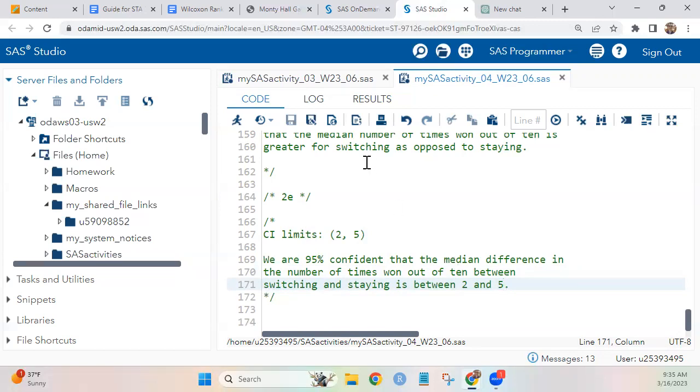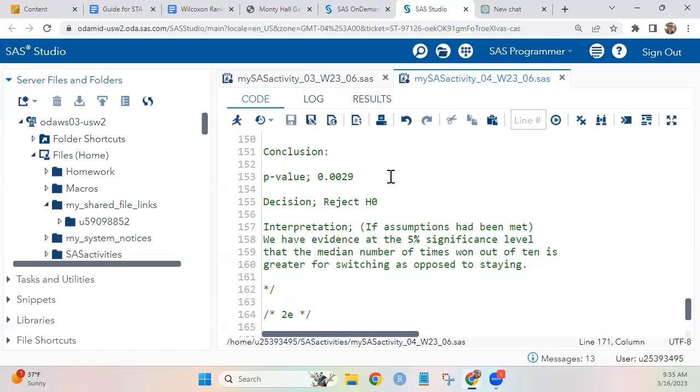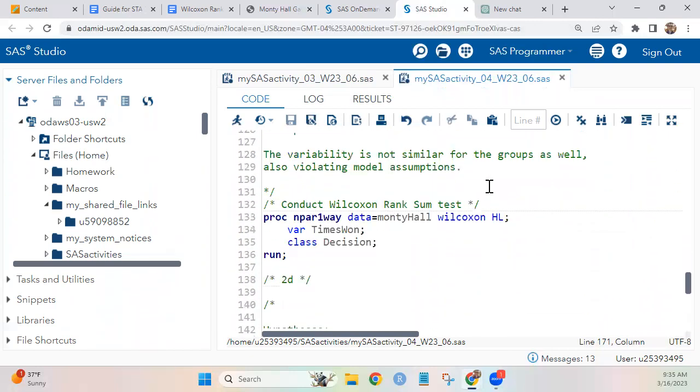Any questions about that? Yeah. Oh yeah. This HL. Yeah, I added that on the last click.